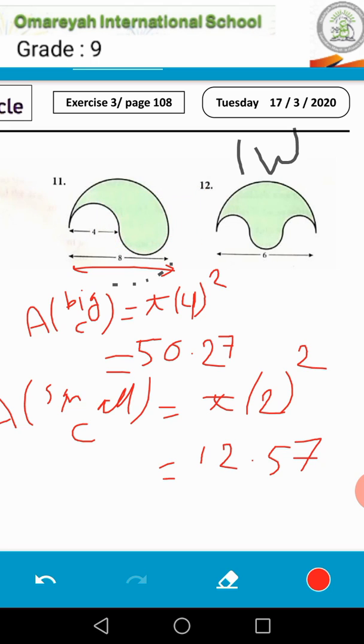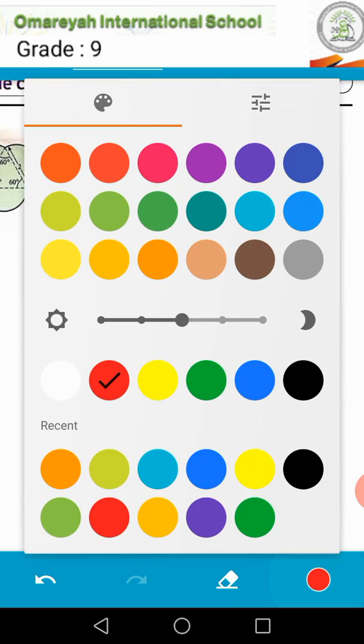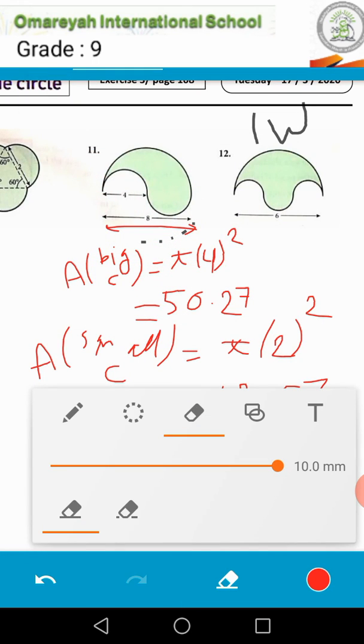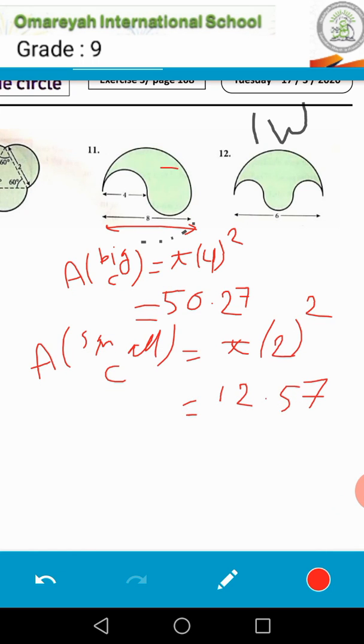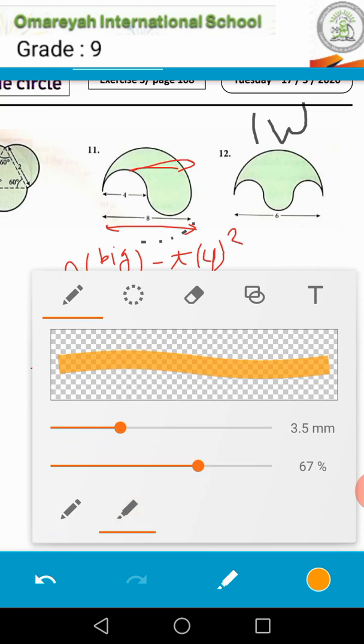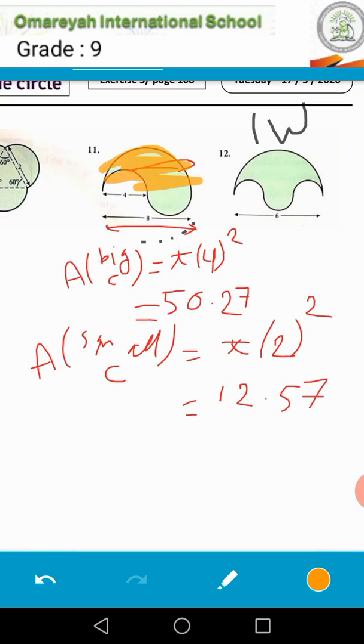We need the area for the green part. We take the area of the big semicircle. What is the area of the big circle? It is 50.27 over 2. Why over 2? Because this is not a full circle; the 50.27 is the area of the whole circle, but I have a semicircle, so divide by 2.